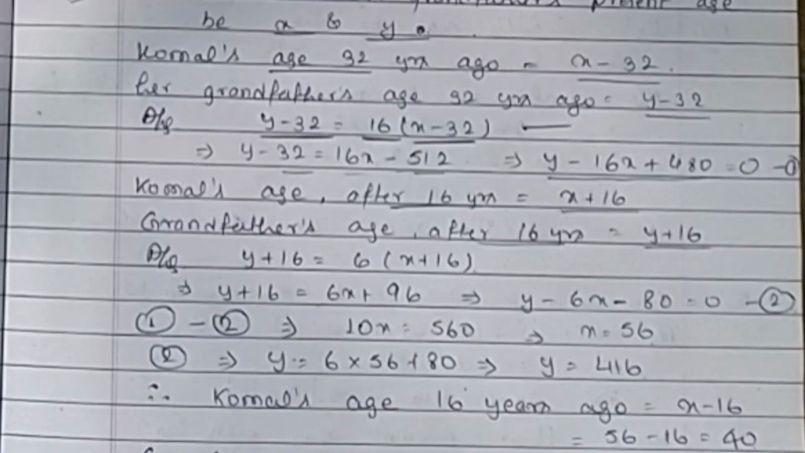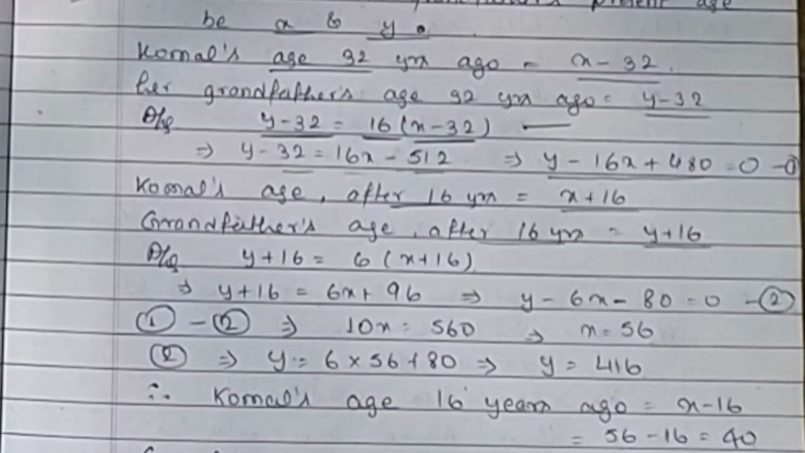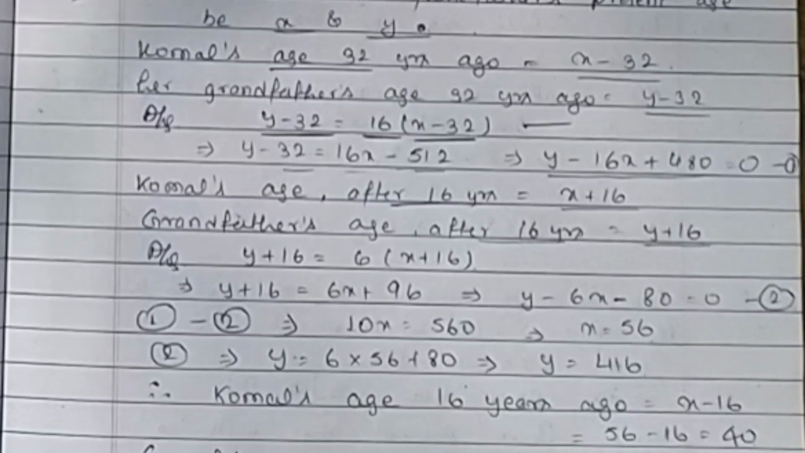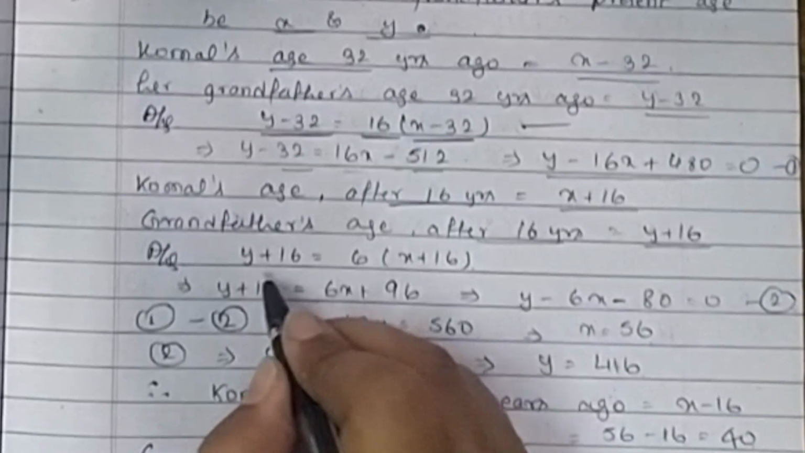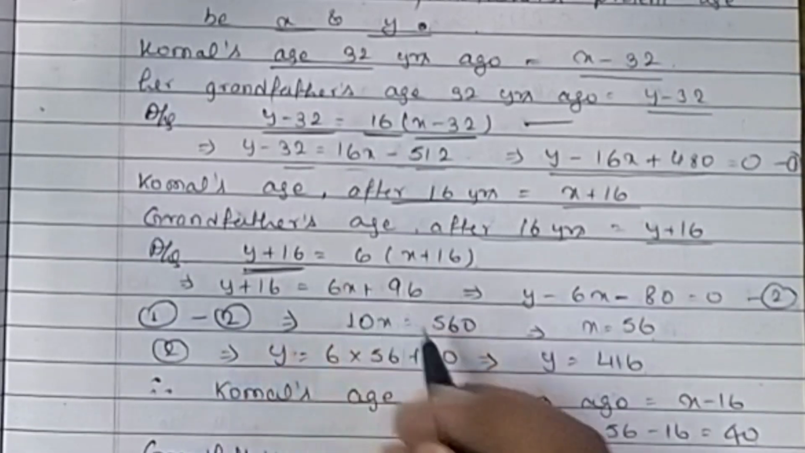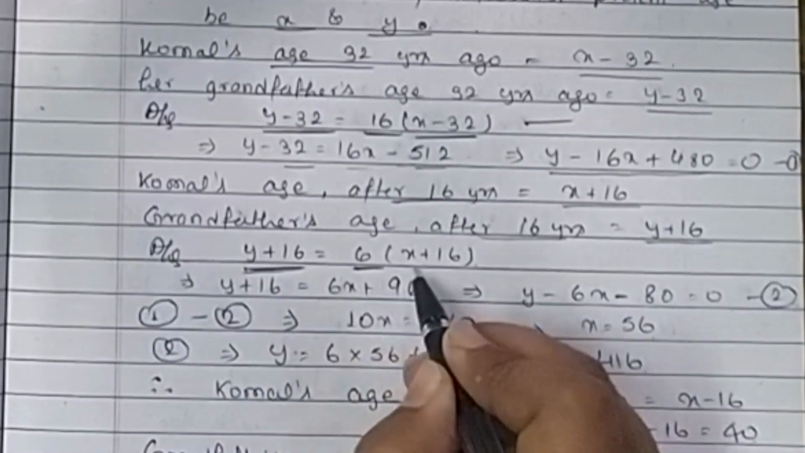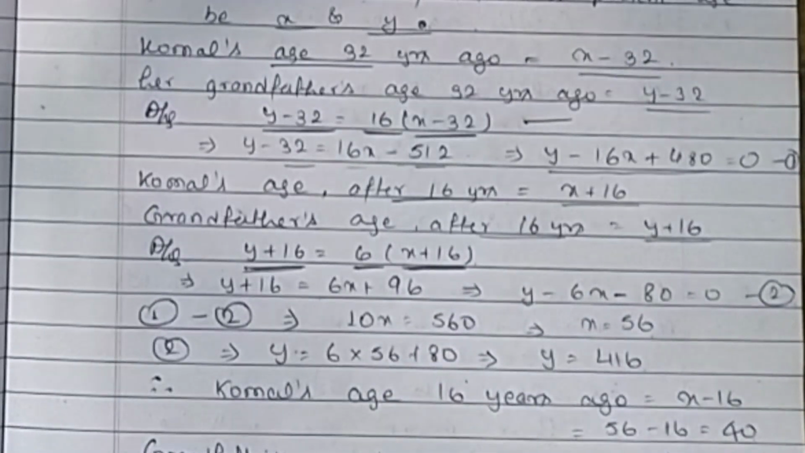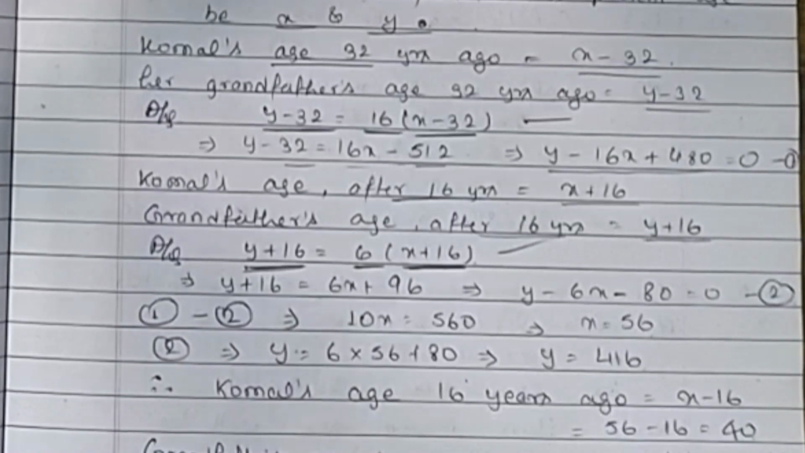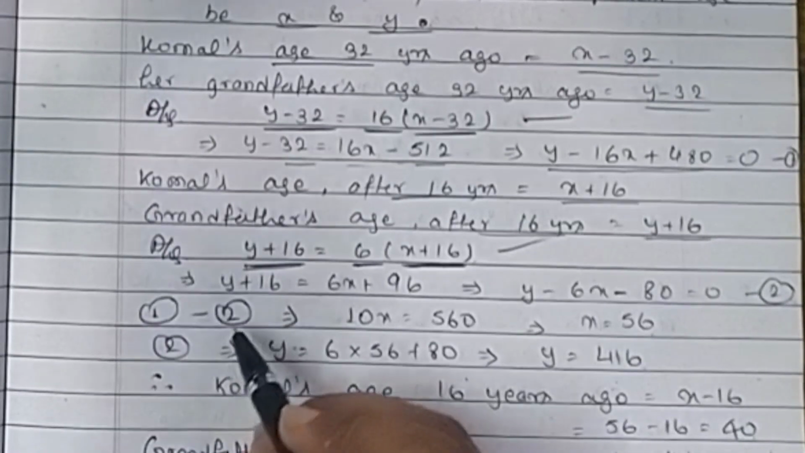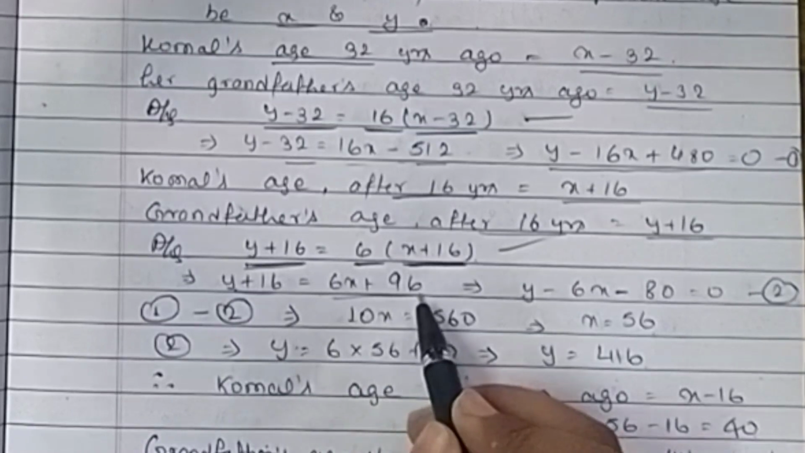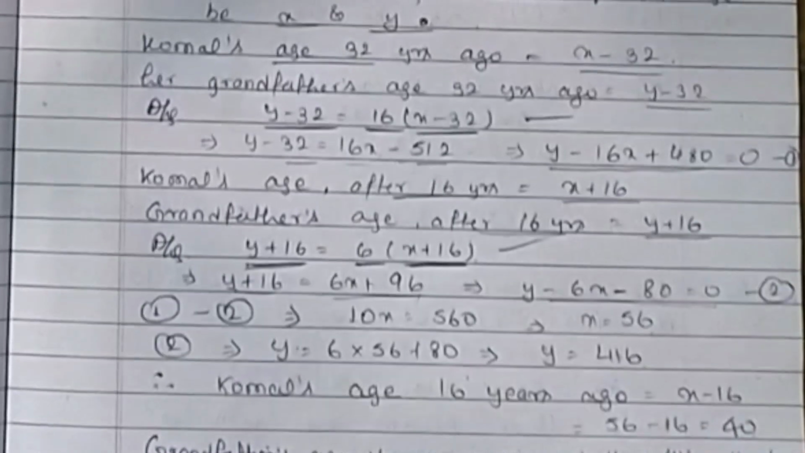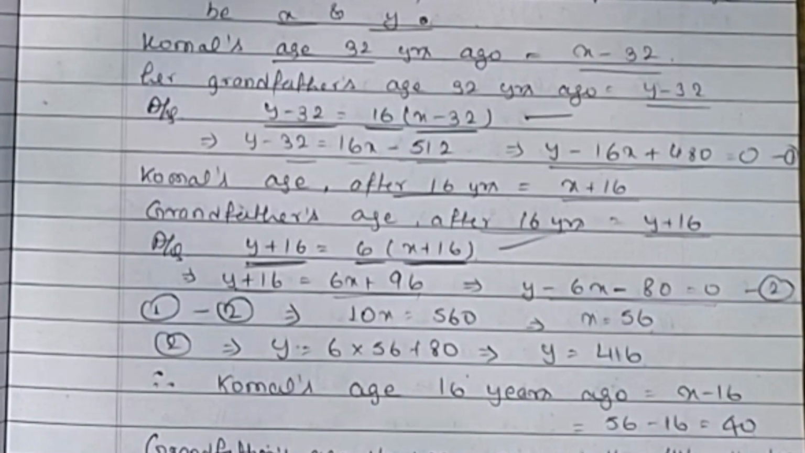The second statement is saying that grandfather will be 6 times her age 16 years from now. So grandfather's age 16 years from now will be 6 times Komal's age 16 years from now. By following the second statement also, we have made our equation. If we solve this equation, we will get y plus 16 is equal to 6x plus 96, and hence y minus 6x minus 80 is equal to 0, which becomes our second equation.